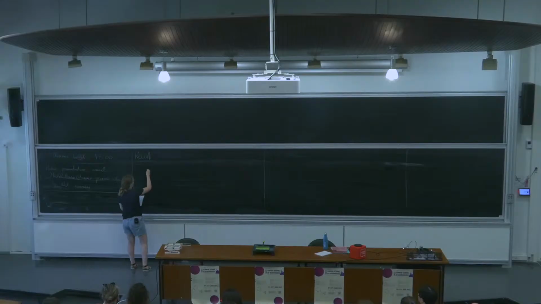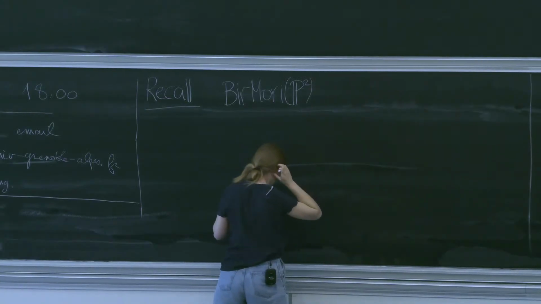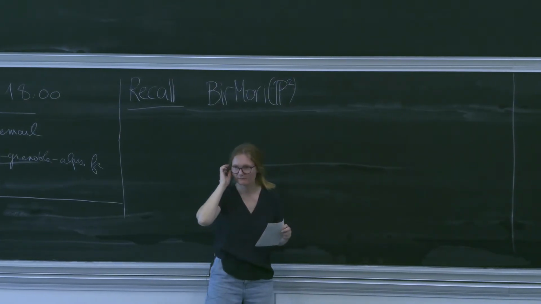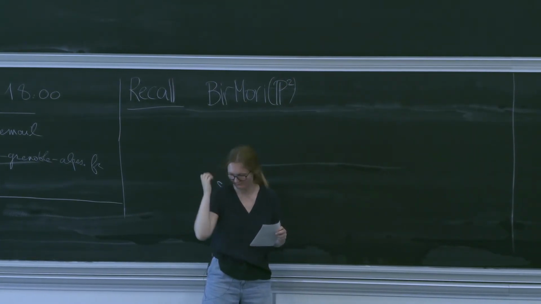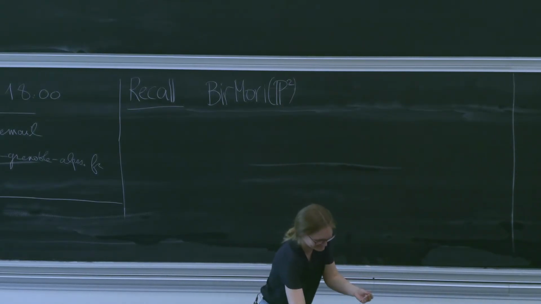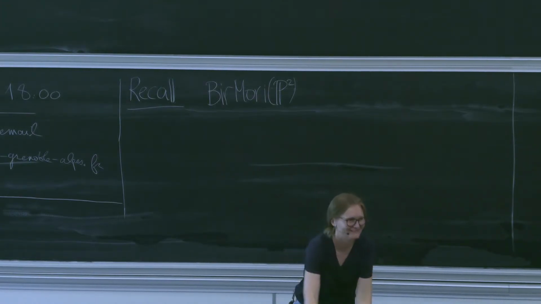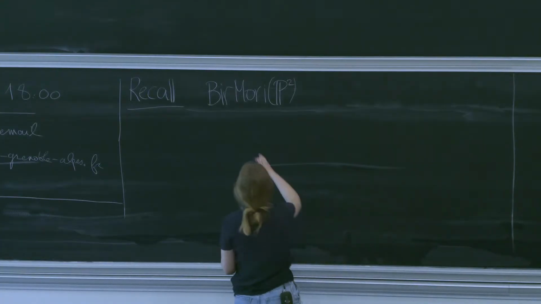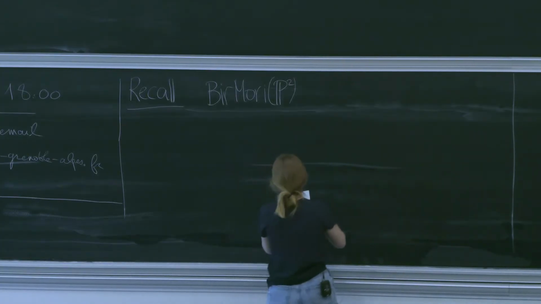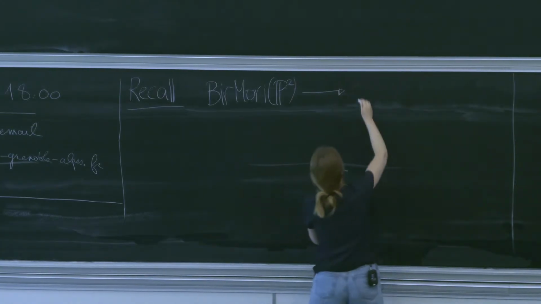So we looked at the groupoid Bir_Mori of P2. So we had the groupoid Bir_Mori of P2, and I gave you two constructions of groupoid homomorphisms.